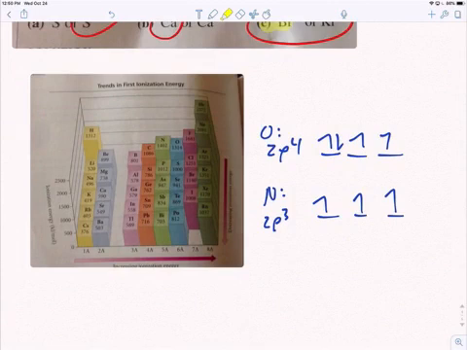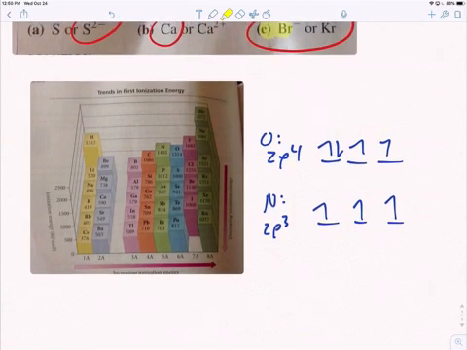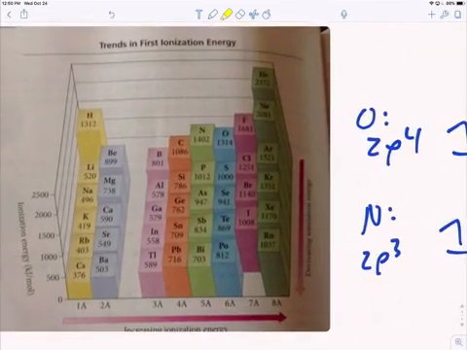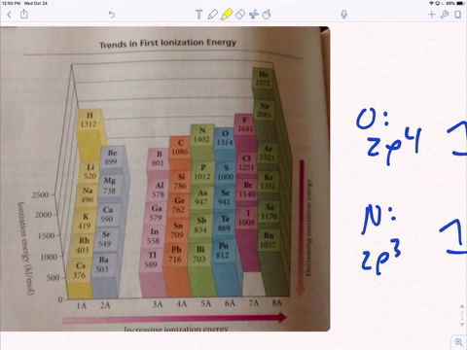Okay, first ionization energies, next trend. Remember we talked about radiation, ionizing radiation. How does something ionize? Rips electrons off. So how easy it is to rip an electron off is known as ionization energy. If it's easy, it's a low ionization energy. If it's difficult, it's a high ionization energy.